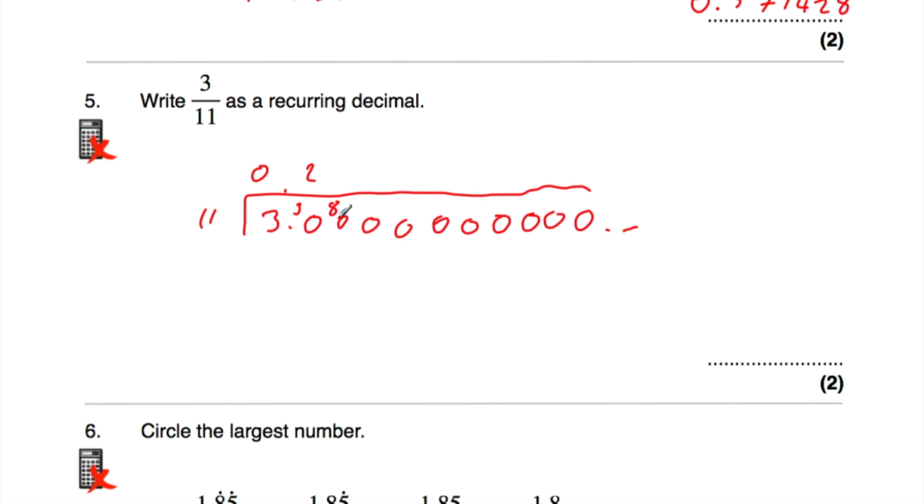How many 11s go into 80? That's going to be 7. 7 11s are 77, remainder 3. How many 11s go into 30? That's 2, remainder 8. How many 11s go into 80? That's 7, remainder 3. How many 11s go into 30? That's 2, remainder 8, and so on.